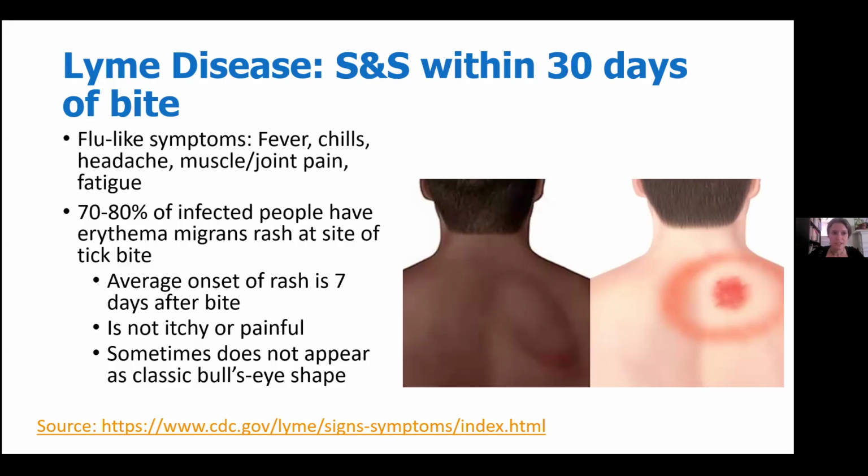So again, these are the signs and symptoms we see within about a month of someone being bitten by the tick. About 70 to 80% of people will have the EM rash, and it can look many different ways. I'm curious if you all have seen some non-typical EM rashes. The average onset of a rash is 7 days after the person is bitten by an infected tick. It's not itchy or painful, and let me move forward to show you.